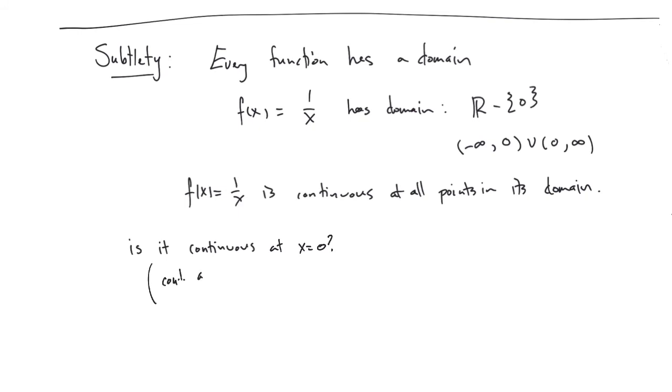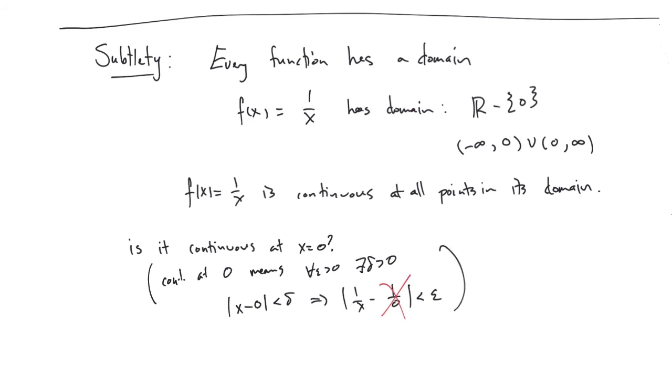Continuous at 0 means for every epsilon greater than 0, there's a delta greater than 0 such that |x minus 0| less than delta implies |1/x minus 1/0| less than epsilon, right? This is f of x minus f of 0. But you'll see this is bogus. You should never even be in a situation where you write 1 over 0, right? So just by asking, is it continuous at 0, you are already introducing something which is undefined.